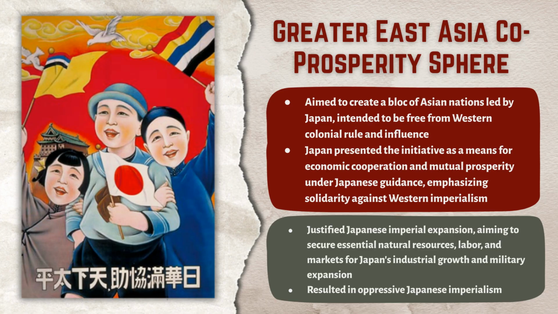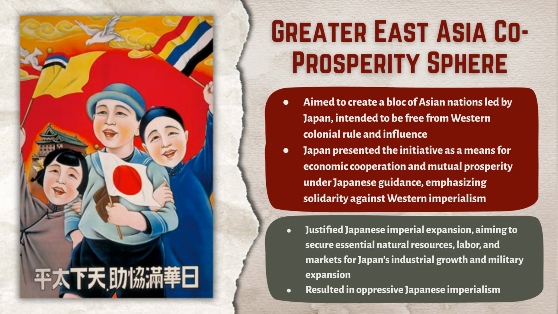In practice, the co-prosperity sphere allowed Japan to expand its control, access valuable resources, and establish dominance over other countries in the region. Rather than cooperation, many of these areas experienced exploitation, forced labor, and loss of autonomy. This contrast between the stated goals and actual outcomes highlights how imperial powers often use the language of unity and liberation to justify expansion and control.